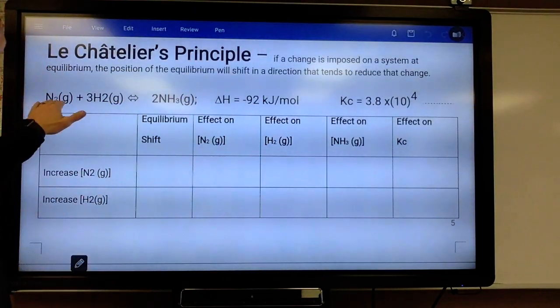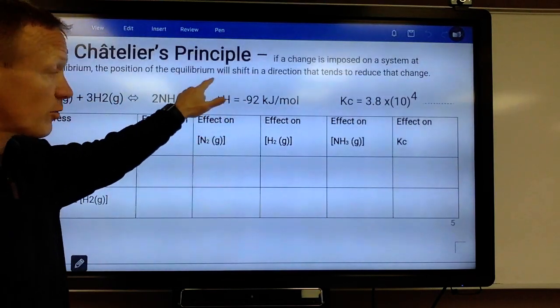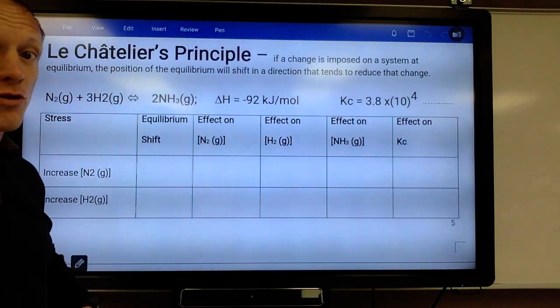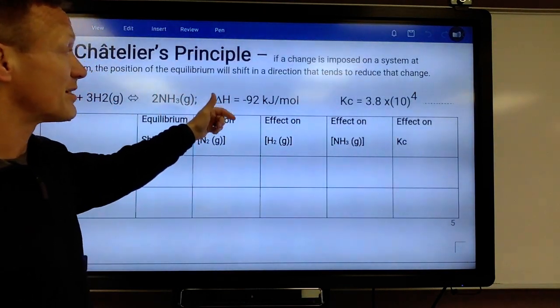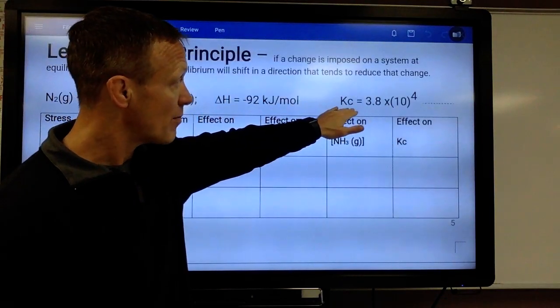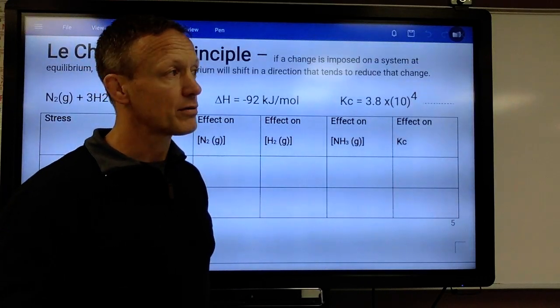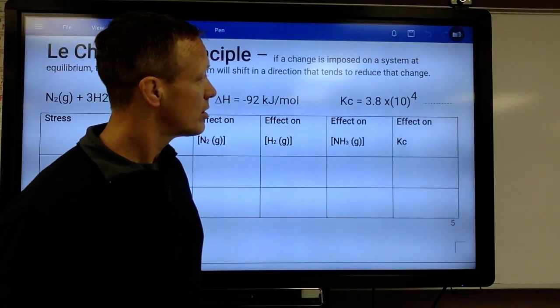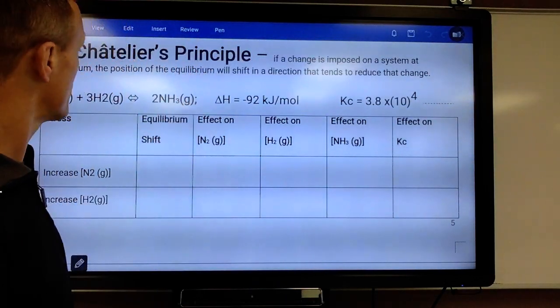So here is our equilibrium system. Notice it's giving us an enthalpy change. This reaction is exothermic. That always means it's exothermic in the forward direction. That means it's endothermic in the reverse direction, okay? And there's our K value, big K value, okay? 38,000, sorry, would be our K value from there, 3.8 times 10 to the fourth.